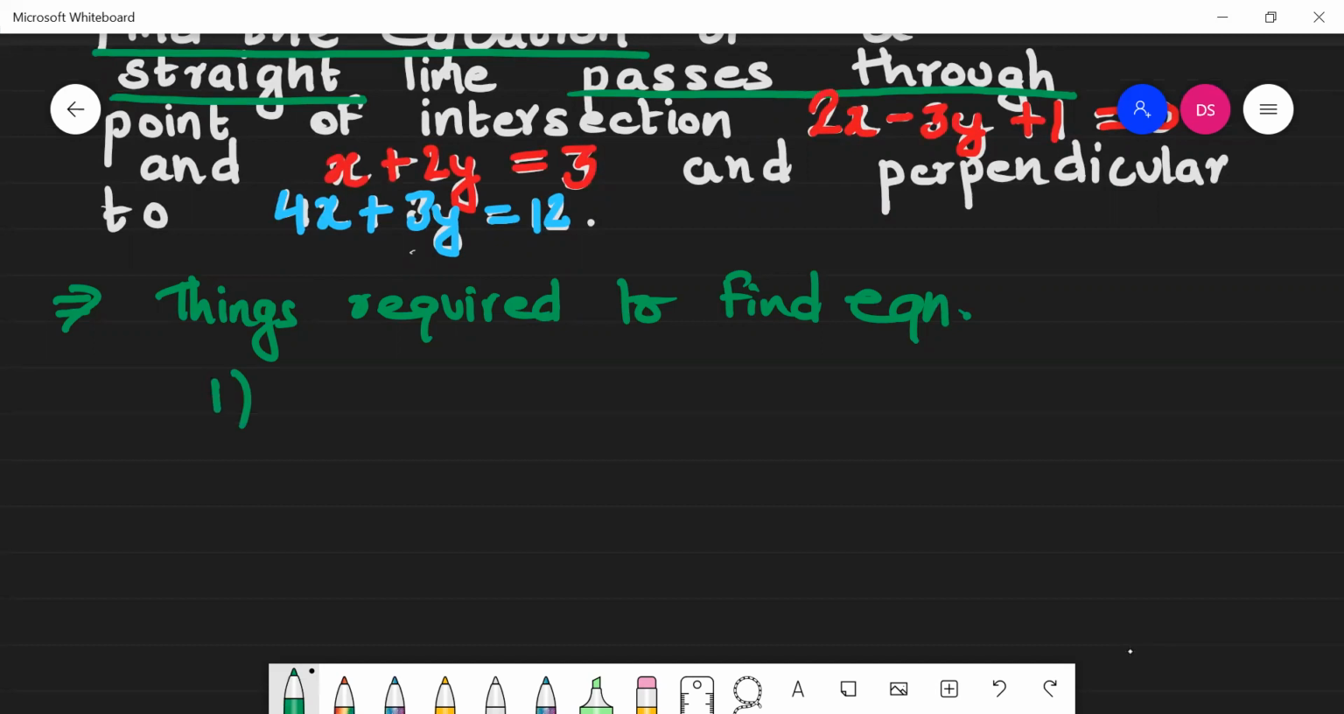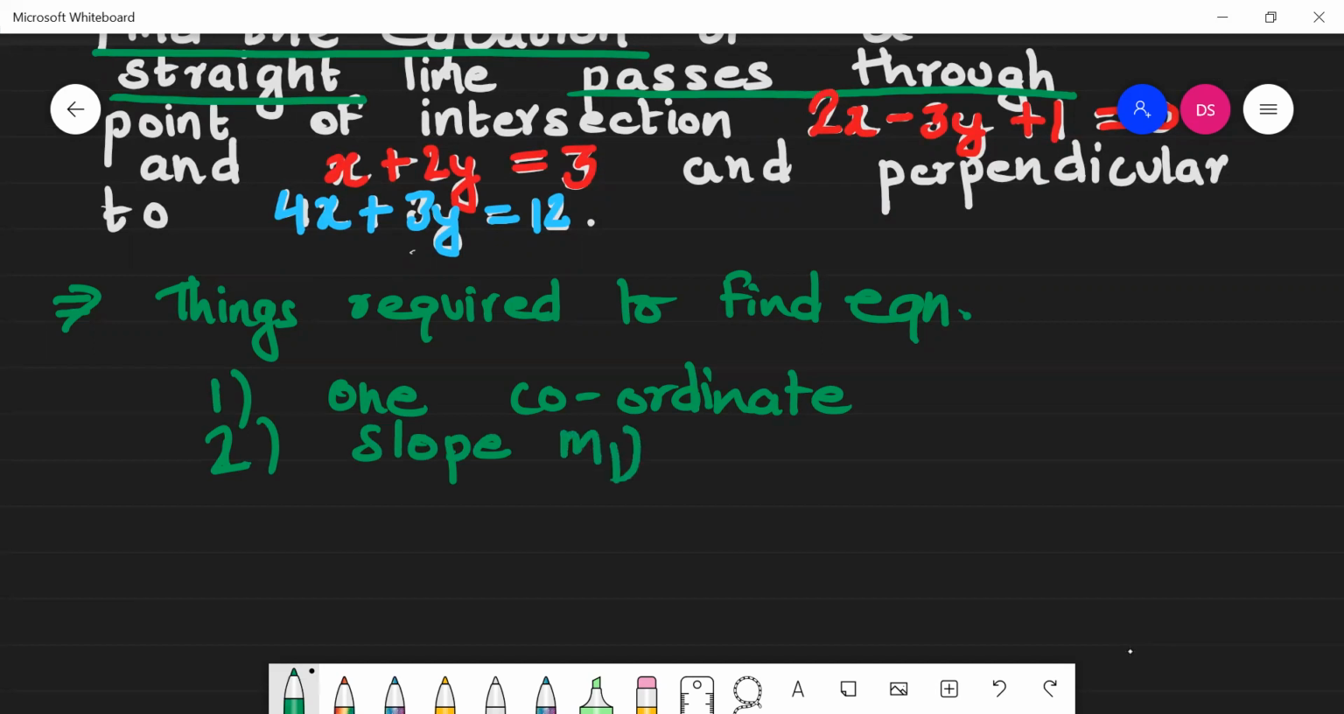So number one, you need one coordinate, and number two, you need to have a slope value. Our slope is going to be m1. I'm calling it m1 because we are going to derive the value of slope m1 from another given equation, which might be perpendicular or parallel. Right now the situation is perpendicular, and this m1 is going to be derived from this blue equation, which will be m2.